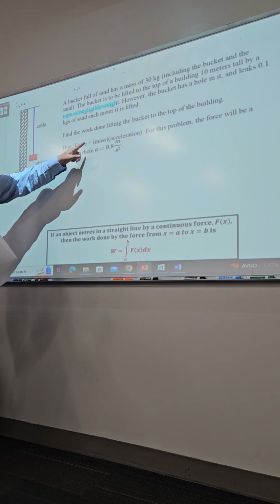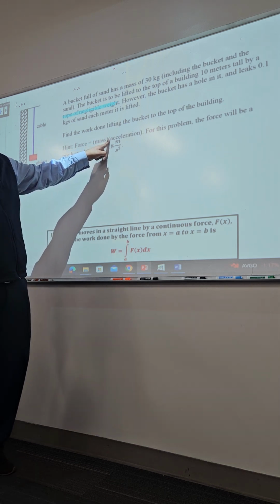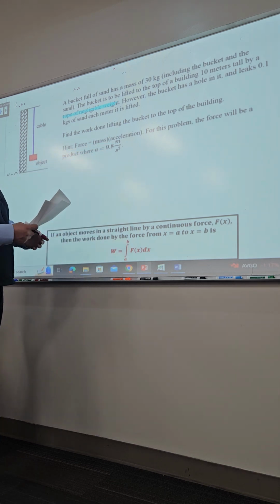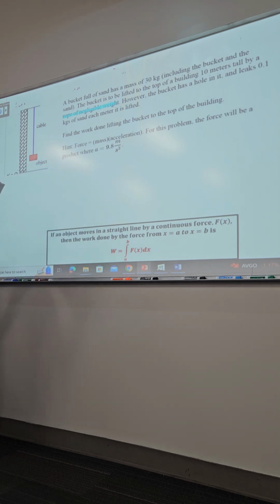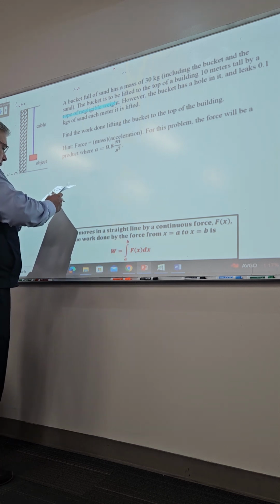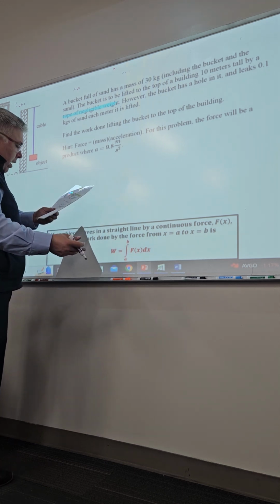Hint: force is equal to mass times acceleration, because it's in kilograms, right? For this problem, the force will be the product where the acceleration is 9.8 meters per second squared. Okay, so here we go. So you're going to get the force in order to get the work, right?